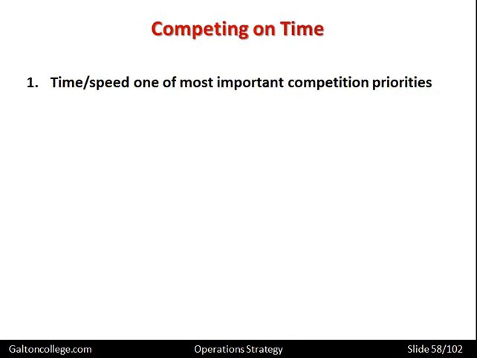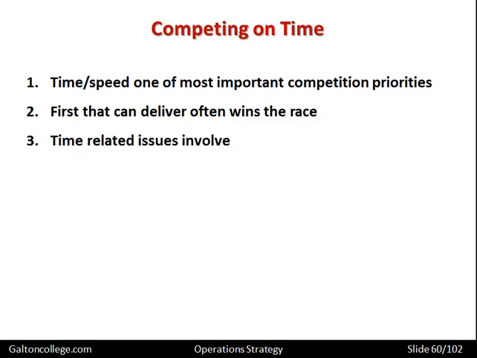Now, competing on time, well, time or speed is one of the most important competition priorities. The first that can deliver often wins the race. So it's important that the company is configured to get the product out, to meet customer requirements, and to be the first to market. The one who can deliver a product first can get the product established, get the name established, get the reputation established. So speed is of the essence. Now, time-related issues involve rapid delivery, getting the product to market, getting the position in the market established and consolidated so that the customers recognize the product and start to recognize the brand.